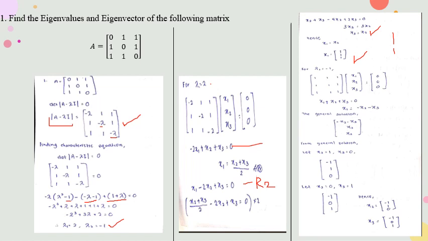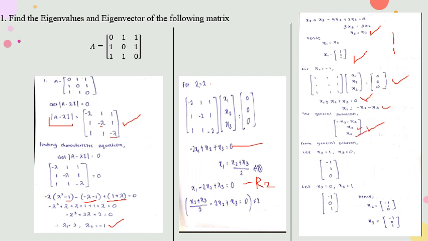So for the second one, for lambda equals -1, we substitute, and here's the matrix we find: 1, 1, 1, and this is from the first row, and we find the equation x1 equals -x2 minus x3. So we can use the equation and find the general solution. Here is the general solution for this part: -x2 minus x3, x2, x3.